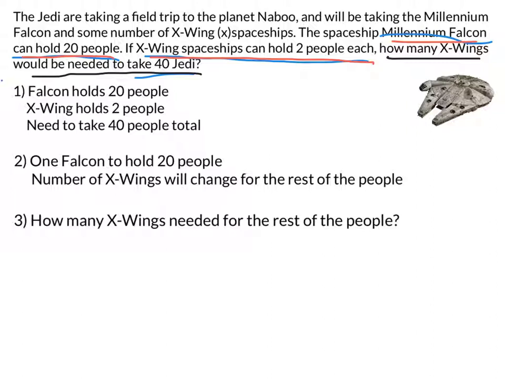All right, next up, let's write our equation. Again, I like to focus on what our total is. We know that we have a total, an end goal of taking 40 Jedi. So I'm going to put equals 40.